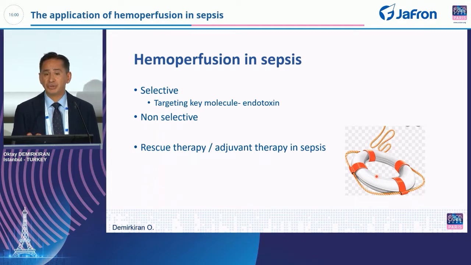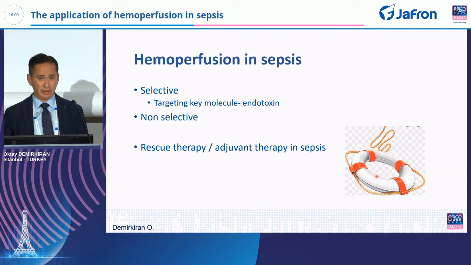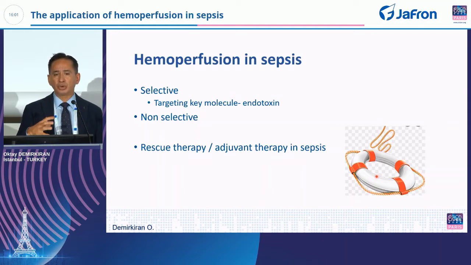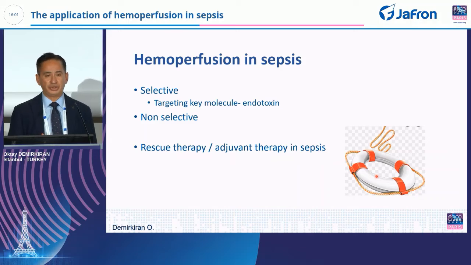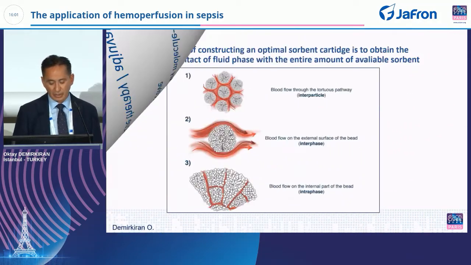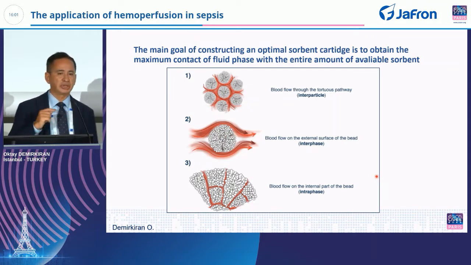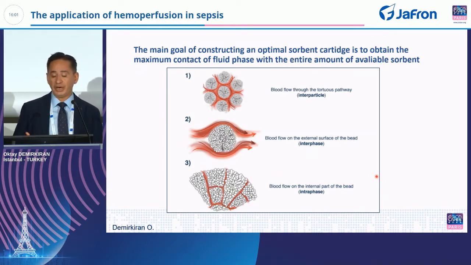Hemoperfusion in sepsis can be a selective or non-selective treatment. The selective treatment targets a key molecule, specific for endotoxin. Mainly, extracorporeal treatment is an adjuvant therapy. It's a rescue therapy, a salvage therapy in sepsis. The main goal of constructing an optimal sorbent cartridge is to obtain the maximum contact of the fluid phase with the entire amount of the available sorbent.